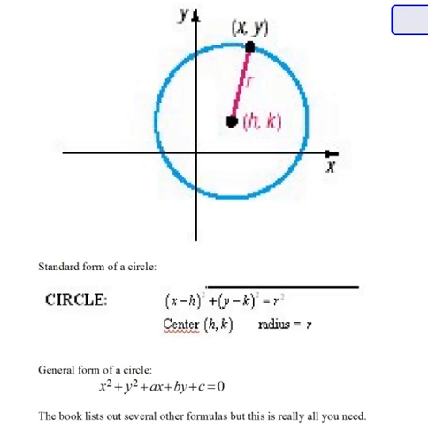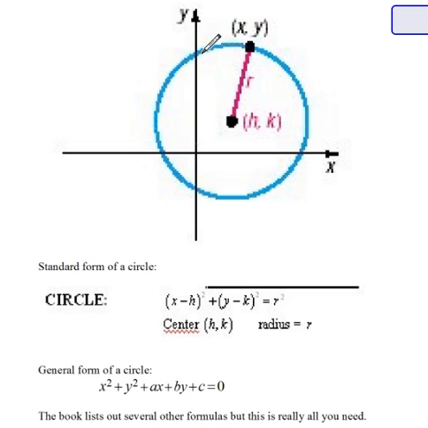In this section, we're going to be talking all about circles. And you probably are a little bit familiar with circles already, but we're going to go over the definition of it and some formulas that you're going to need before we get into hopefully actually working some examples.